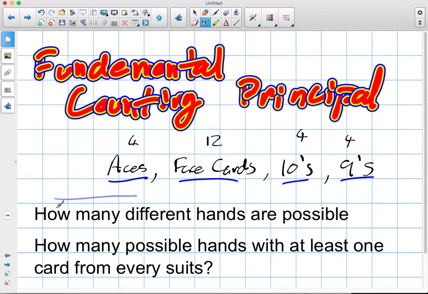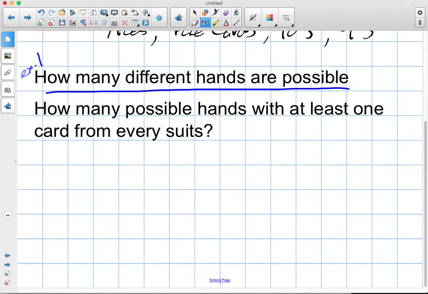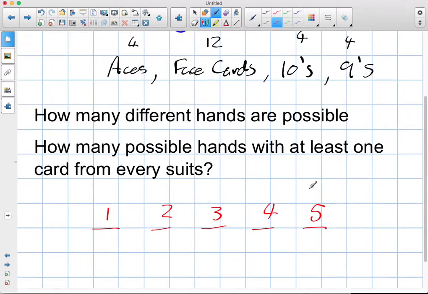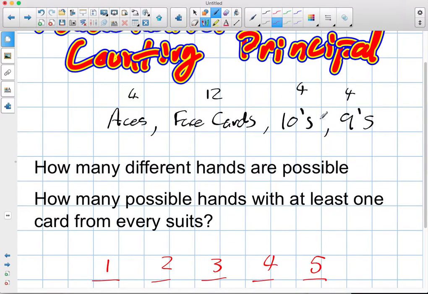and nines. Our very first example is going to ask us how many different hands are possible. So in a euchre hand, there are 5 cards. Essentially we're going to use 5 placeholders here: card 1, card 2, card 3, card 4, and card 5. When they're asking how many hands are possible, what we need to find out is how many cards there are. We've discovered that there are 4, 12, 4, and 4, so that means there are a total of 24 cards.